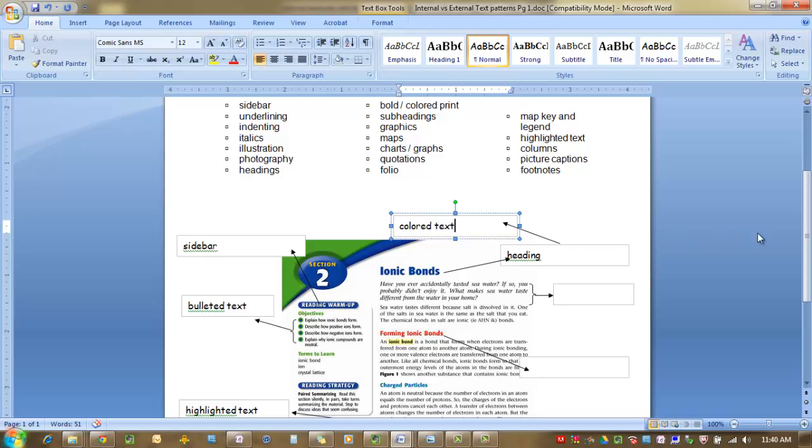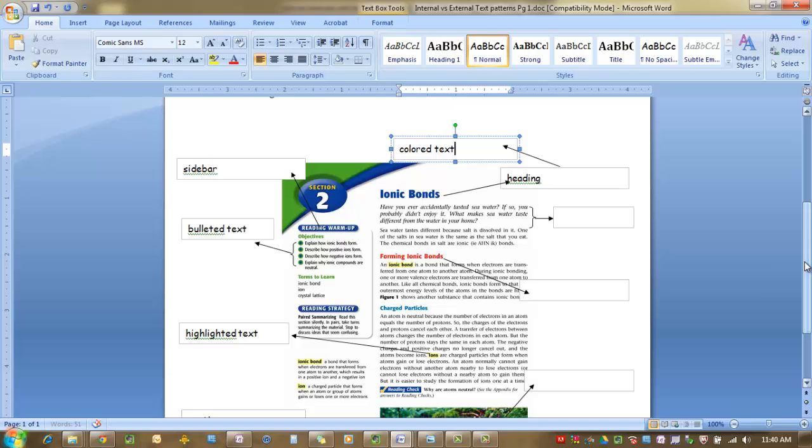And you see lots of colored text on this page. A little further down, you see a smaller one that's forming ionic bonds, which is part of the ionic bonds topic. And down here you see a blue one even smaller, charged particles. Well, charged particles must have something to do with forming ionic bonds. And forming ionic bonds is one part of the topic of ionic bonds. So there are headings, and then there are subheadings. And they're smaller, and they're subcategories. So I want you to know the difference between a heading and a subheading.